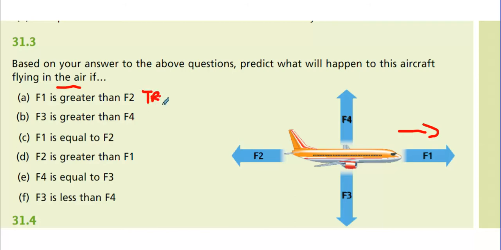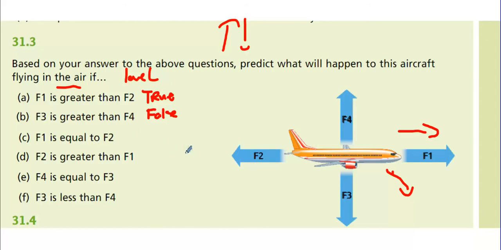That is true. Now, is F3 greater than F4? No, if you're landing, it is. When you're landing, you start to descend, so that would mean that your force pushing downwards is greater than your force pushing upwards. But if you're flying level in air, as in we're neither ascending or descending, we're neither going up or down, well, this is false. They're equal to each other.